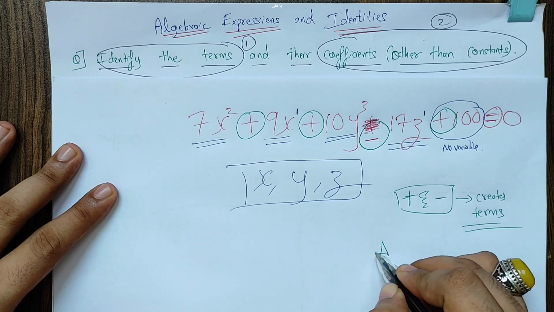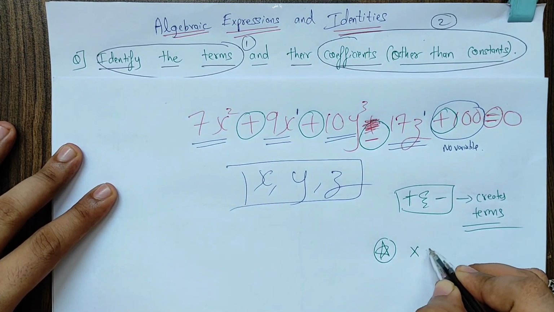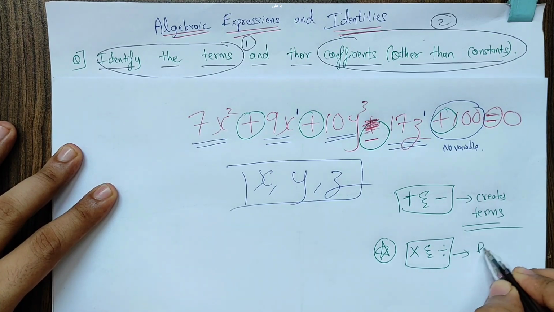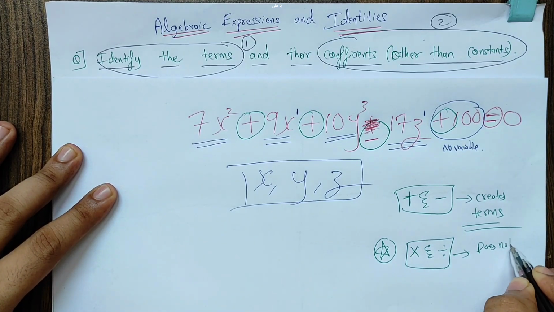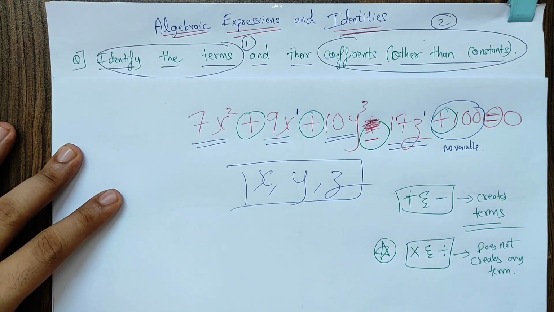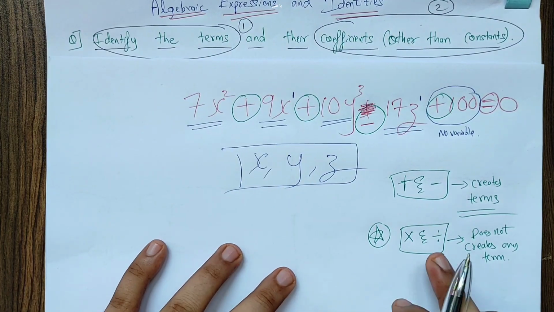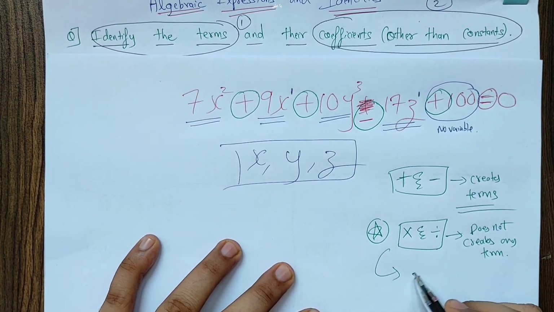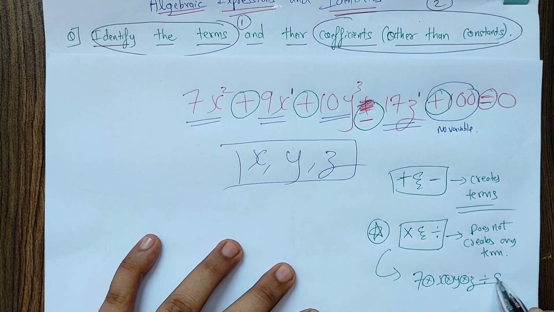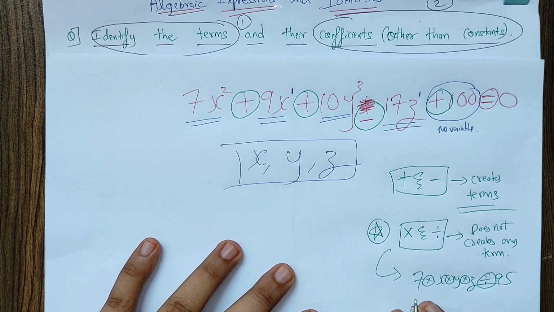For your knowledge, very important, multiply and division symbols do not create any term. Okay, to explain this, I'll give you one example. 7 multiply by x multiply by y multiply by z. Here I can see multiply. Let me add one more thing, divided by 95. Here I can see a division symbol.